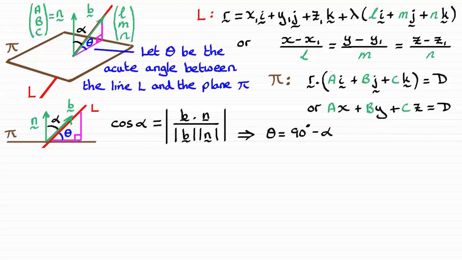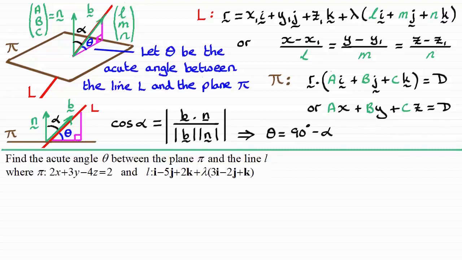Okay, so I've got a question here which we'll just run through. It's to find the acute angle theta between the plane pi and the line L, where pi has this Cartesian equation, 2x plus 3y minus 4z equals 2, and the line L has this parametric vector form, i minus 5j plus 2k plus lambda multiplied with all of the vector 3i minus 2j plus k.